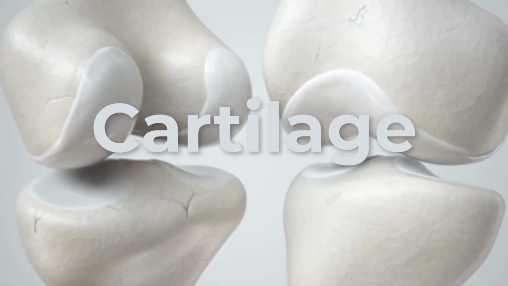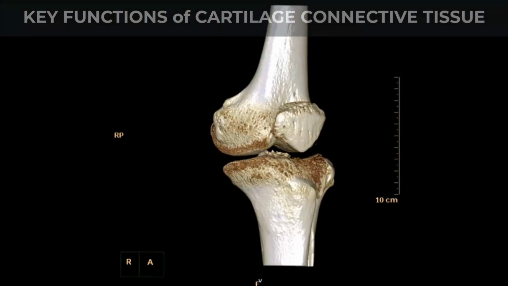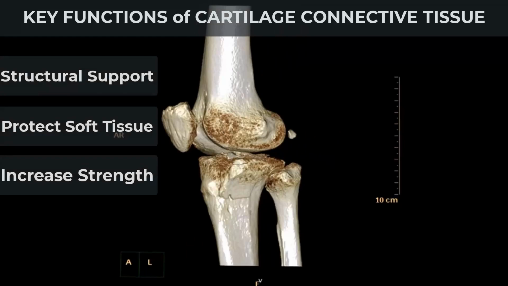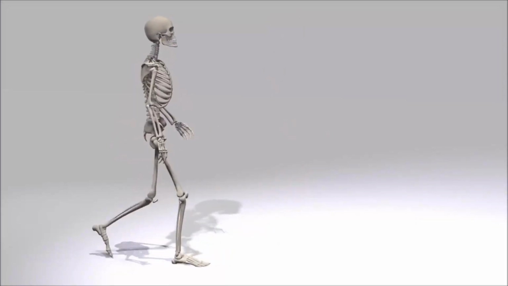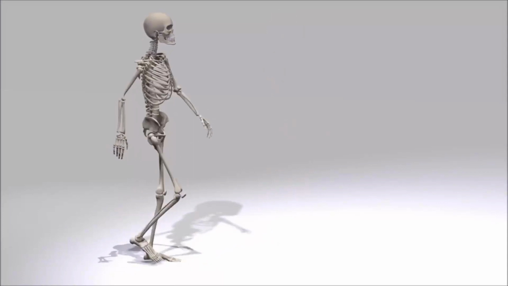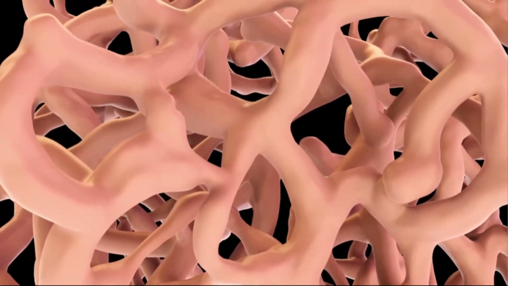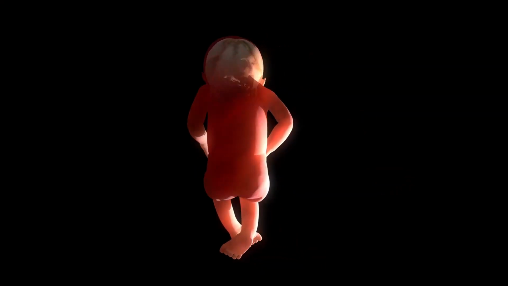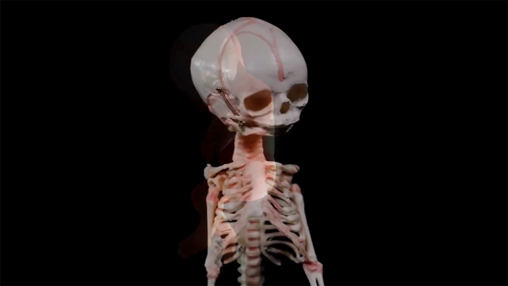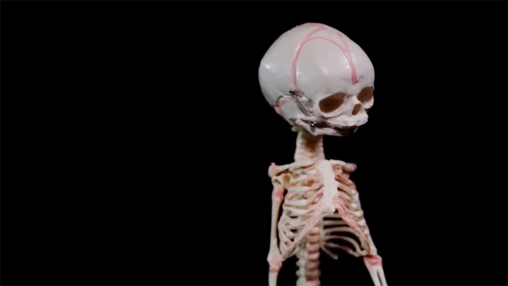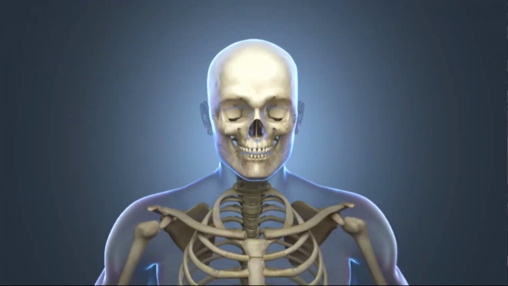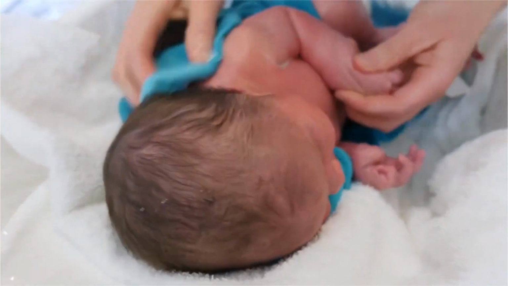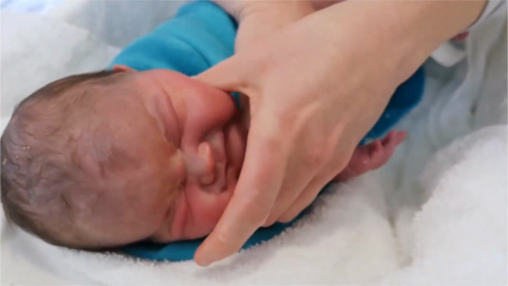Cartilage. Cartilage is a supportive connective tissue that functions in the body to provide structural support, protection of soft tissues, and increased strength. You are born with a lot more cartilage than you have as an adult. As you grow, much of this cartilage is used to guide the growth of bones. For example, the human skull is composed of separated bones at birth, and then these bones fuse during development to form the skull. Once the bones have fused, the cartilage is broken down by the body and not replaced. This is why infants are born with what's known as a soft spot at the top of their heads.